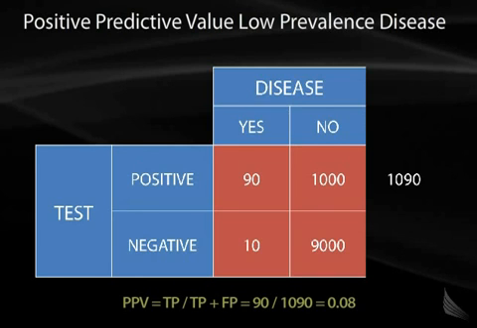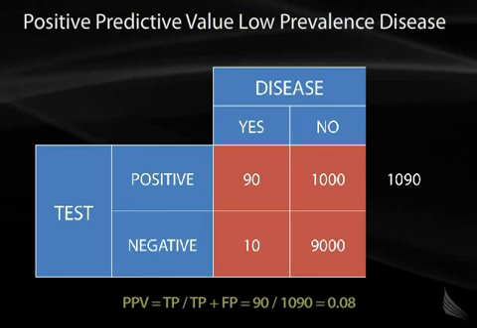So our test characteristics have not changed. We still have a 90% sensitive and a 90% specific test, but our PPV has dropped dramatically because of the low prevalence of the disease. This means that if we randomly applied this test to an individual in our clinic and we got a positive result, there's only an 8% chance that this patient actually has the disease.